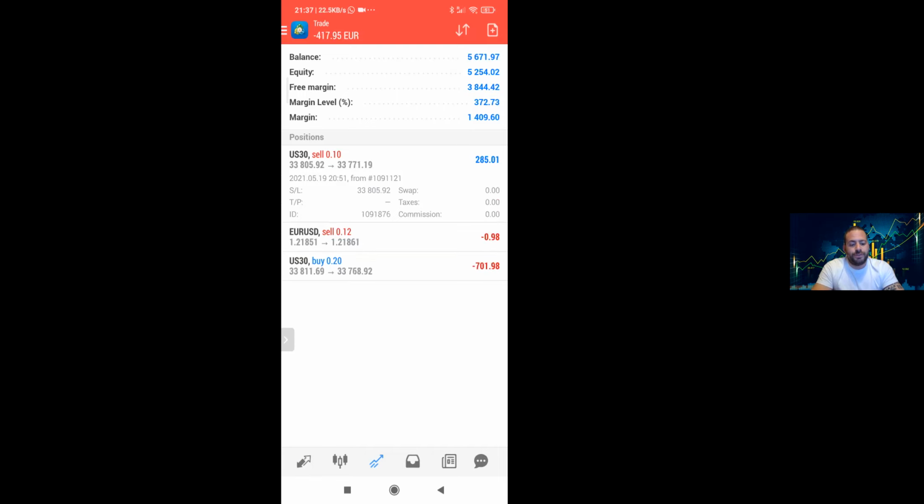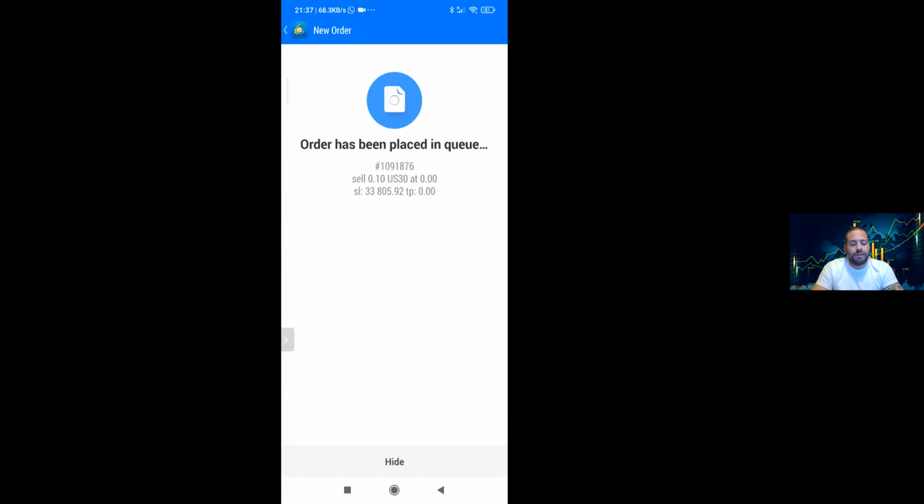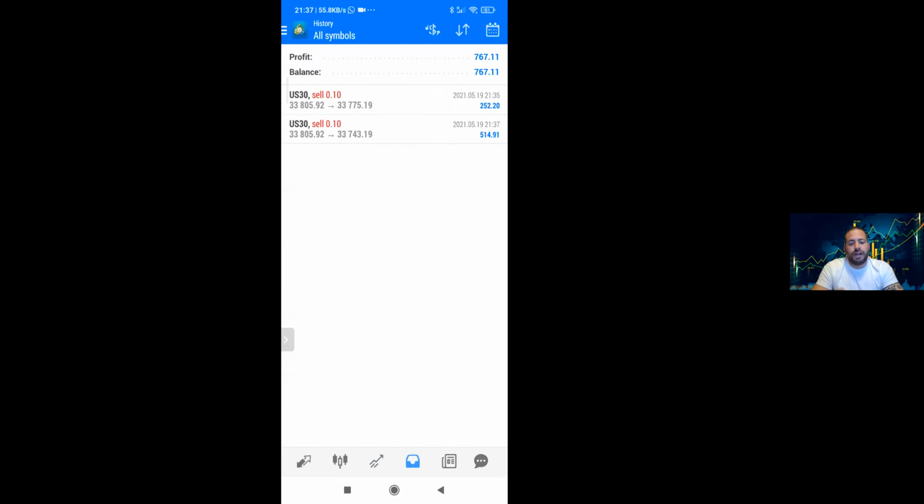Notice that my stop loss and my entry price are exactly the same. So the worst thing that can happen to me now is I make 252 euro. The best thing that can happen to me now is I make even more. So if I decide to close this trade, there. And I've made 767 euro. Of course, had I not closed the trades and closed all of it now, I would have made much more. I would have made 514 times 2.